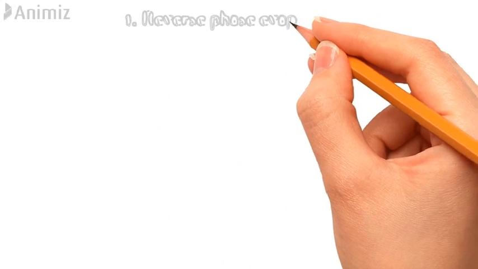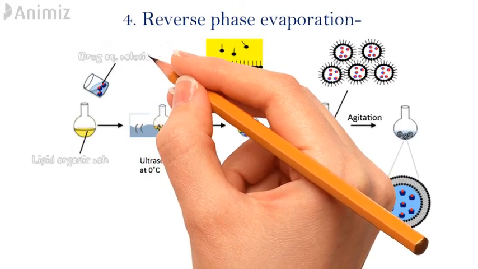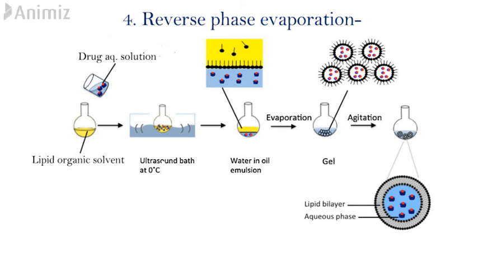The fourth technique in solvent dispersion method is reverse phase evaporation, in which a drug aqueous solution and a lipid organic solution are sonicated to form a water in oil emulsion, from which the organic solvent is removed by evaporation to form a gel. The gel is agitated to form large unilamellar vesicles.